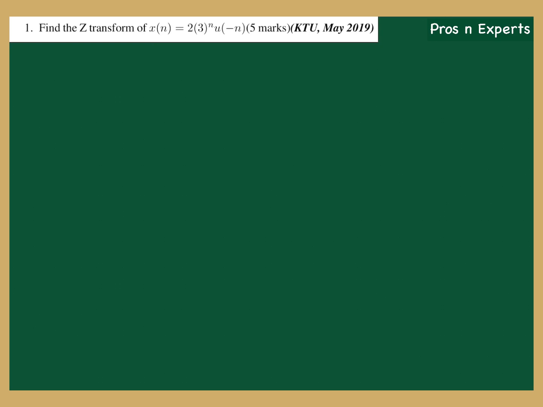Find the Z transform of x of n equal to 2 into 3 to the power n u of minus n. So this question is to find out the Z transform, and the given signal is 2 into 3 raised to n u of minus n. On a single look, the most important point is that this signal is a left-sided signal. Why is it a left-sided signal? Because there is a u of minus n term here. Because the signal is multiplied with u of minus n, only samples in the negative time axis will be valid. So this is a left-sided signal.